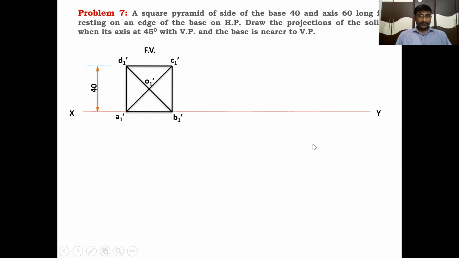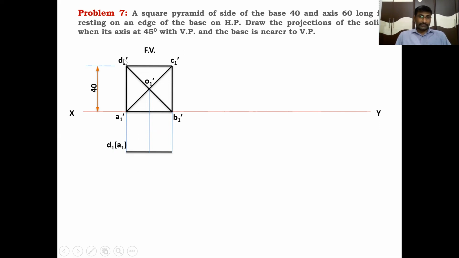And this is the front view. Draw the projection lines. Draw each point on the projection lines, and draw a baseline. This baseline is at some distance, because the distance is not given. It is said that the base is nearer to VP, but the distance is not given. That's why I am drawing a baseline somewhere, horizontal to the XY line.